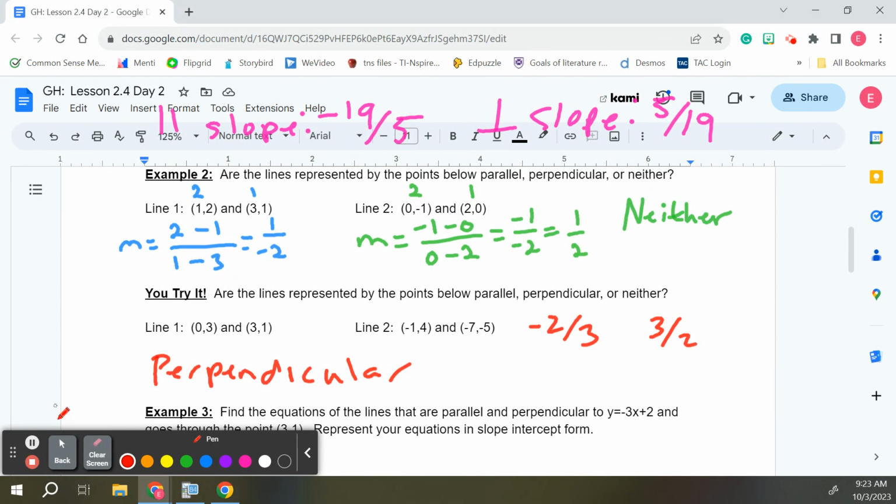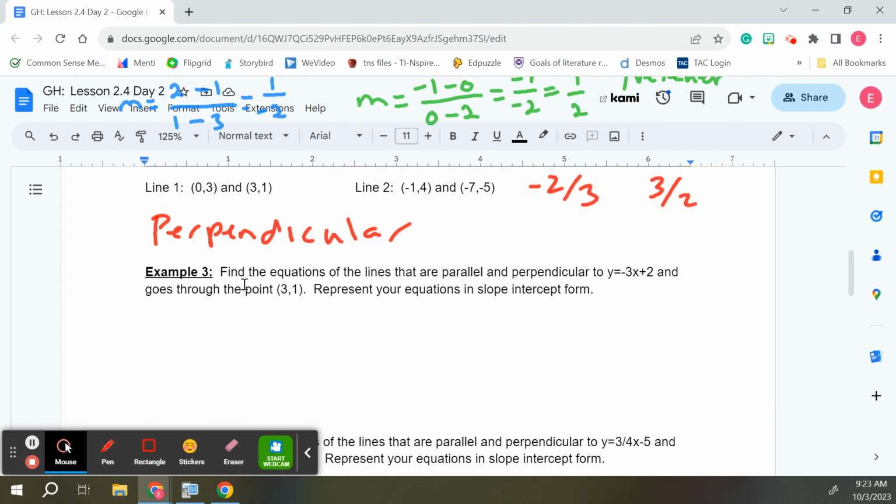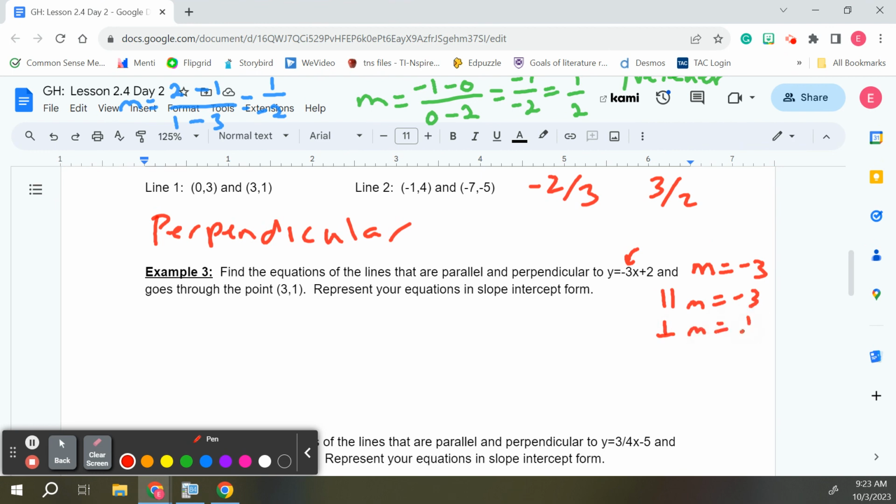All right, let's move on. It says, find the equation of lines that are parallel and perpendicular to y equals negative 3x plus 2 and go through the point (3, 1). So now we're finding the equations of each. What we need from this is the slope. The slope in this case is negative 3, which means the parallel slope is going to be negative 3, and the perpendicular slope will be positive 1 over 3.